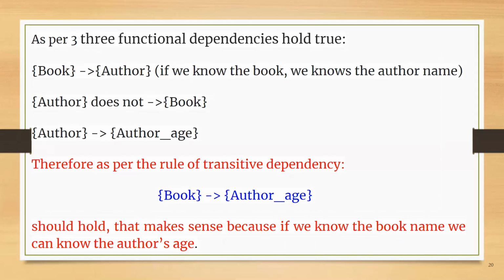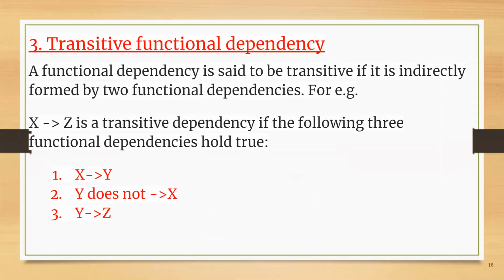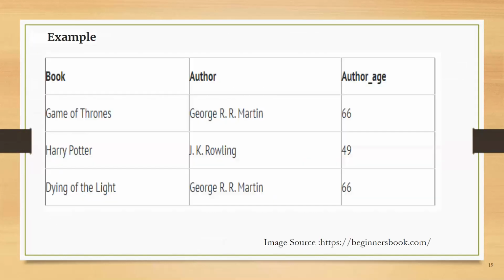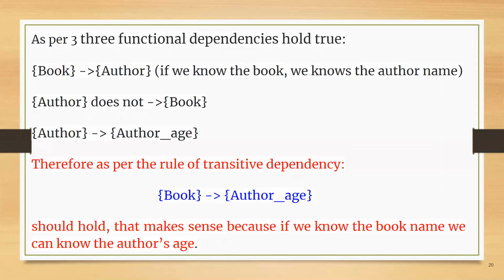There can be many authors and there can be many books, so you cannot say that author will always be dependent on book only. Next, third, Y is functionally dependent on Z. Here Z is author age. So you can say author is functionally dependent on author age, because if there is an author, then it's definitely going to have some age value associated with it.